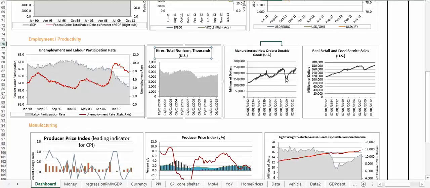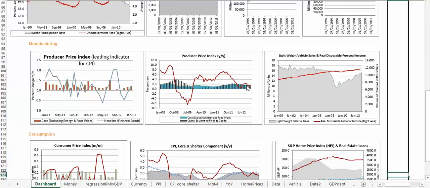Durable goods is a very strong leading indicator because people aren't going to buy expensive things like dishwashers and ovens and that kind of thing, and even vehicles, if they don't think that economic conditions are improving. So this is actually a really positive sign. Retail, again, an increase in consumer spending, very, very positive.